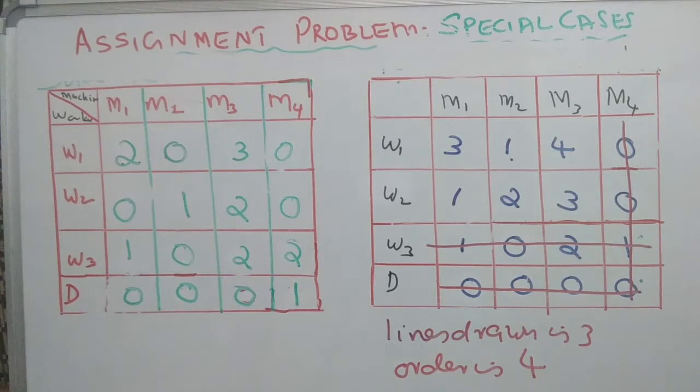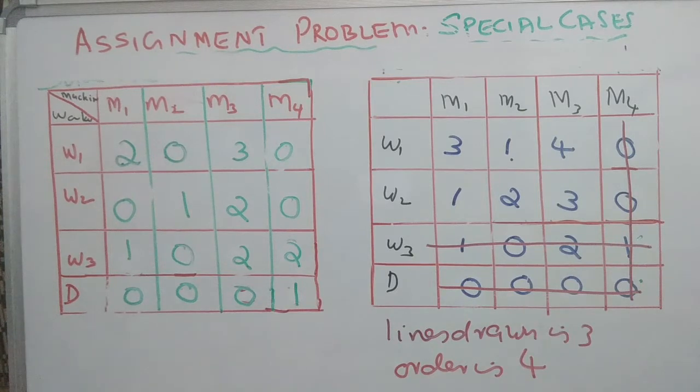Add. No change to numbers covered by a single line. Then, here, test for optimality by assigning. How will you assign? We consider a single zero row at first.